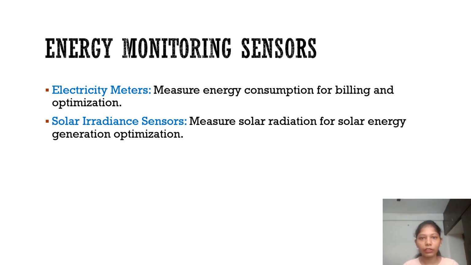And the last one is energy monitoring sensors. In this we have electric meters and solar irradiance sensors. The first one measures energy consumption for billing and optimization. The solar irradiance sensor measures solar radiation for solar energy generation optimization, because it is helpful for natural resources.